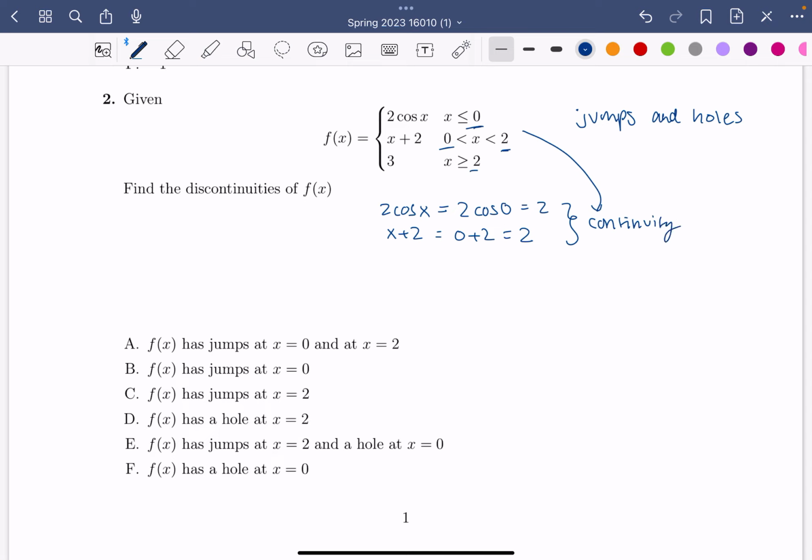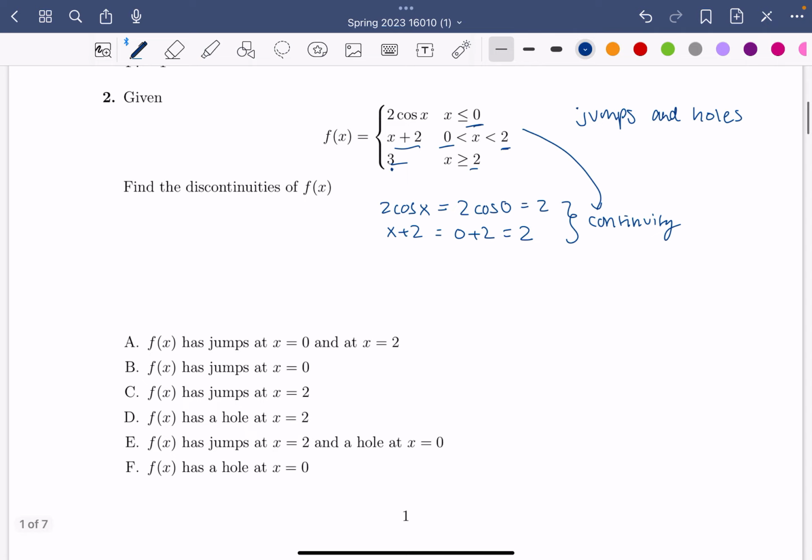Now, between the second and third functions, we need to check this too. At x equals 2, for this last part, there's no x, so that last part would equal 3. We can see that 3 is not equal to 2, so there is a jump here. So we can say that the answer is C.